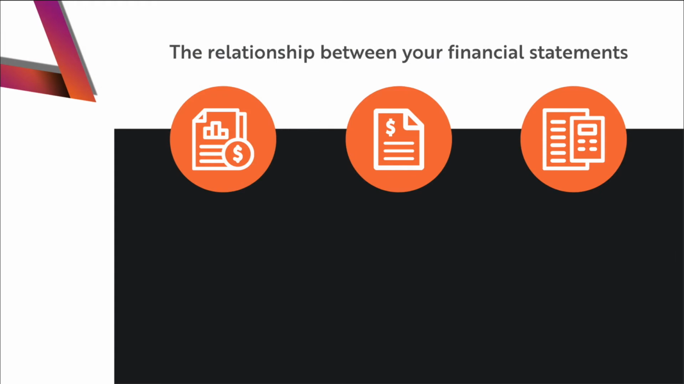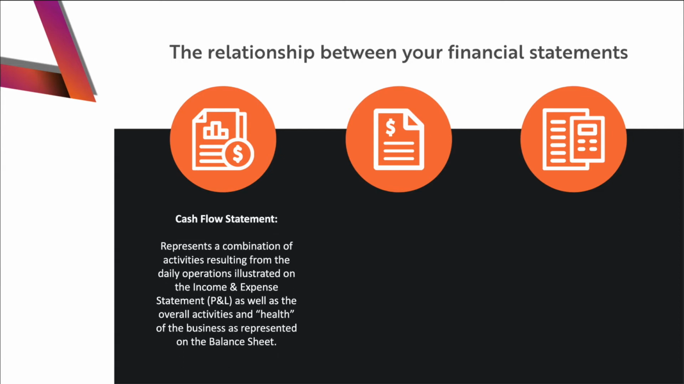As we briefly talked about before, there is a relationship between your financial statements. Starting off with the cash flow statement. This displays the cash activities from both the balance sheet and the income and expense statement. It represents a combination of activities resulting from the daily operations illustrated on the income and expense statement, otherwise known as the profit and loss, as well as the overall activities and health of the business as represented on the balance sheet. The cash flow statement demonstrates the effect that cash inflows and cash outflows have on the cash position of the business. We'll dive deeper into the breakdown of the cash flow statement throughout this video.